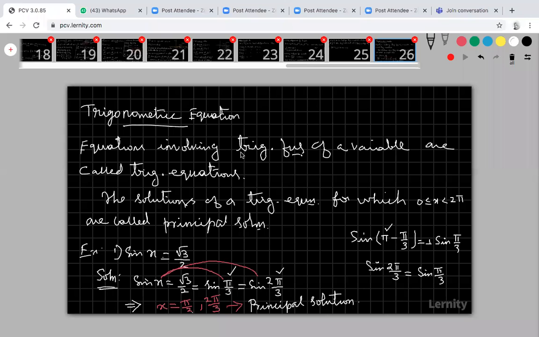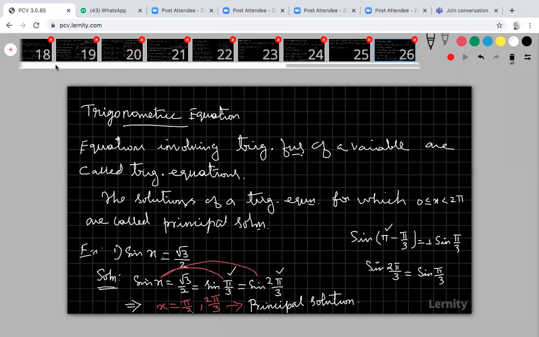What are you asking? Sine 60 and sine 30 are equal. Where is sine 30? Where I am writing, sine 30 and sine 60 are equal. Okay, the homework problem we'll discuss later.